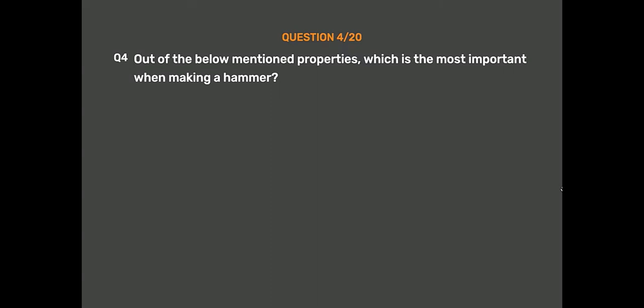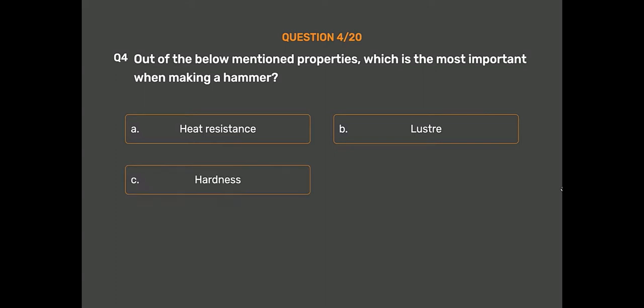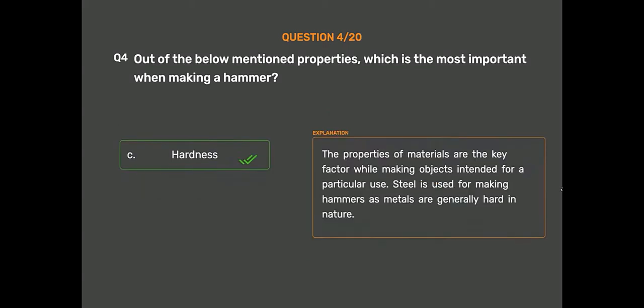Question number 4. Out of the below mentioned properties, which is the most important when making a hammer? Option A. Heat resistance. Option B. Luster. Option C. Hardness. Option D. Softness. The correct answer is option C. Hardness. The properties of materials are the key factor while making objects intended for a particular use. Steel is used for making hammers as metals are generally hard in nature.